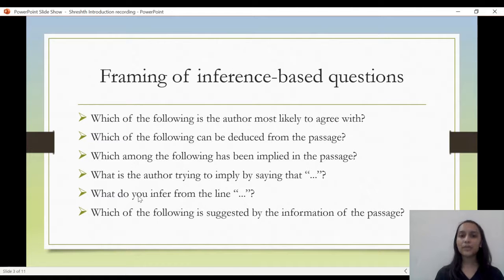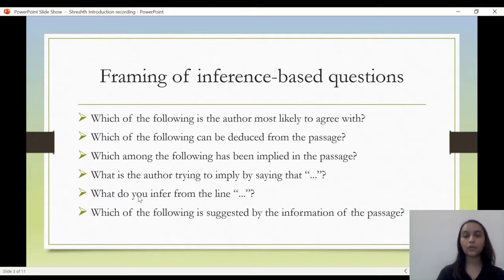Alright, so inference-based questions are usually worded in a couple of different ways. So the moment you see questions worded like this, you should be able to identify that these are inference-based questions. So first is, which of the following is the author most likely to agree with? Which of the following can be deduced from the passage? Which among the following has been implied in the passage? What is the author trying to imply by saying that?